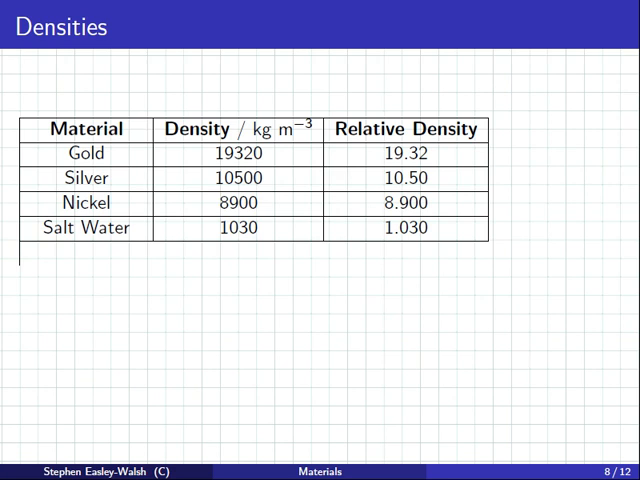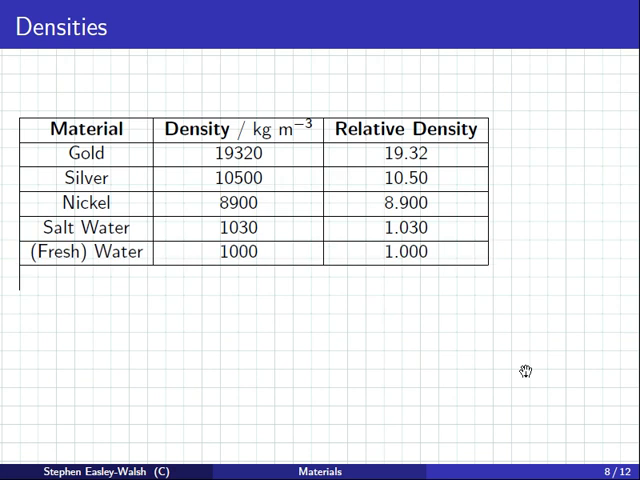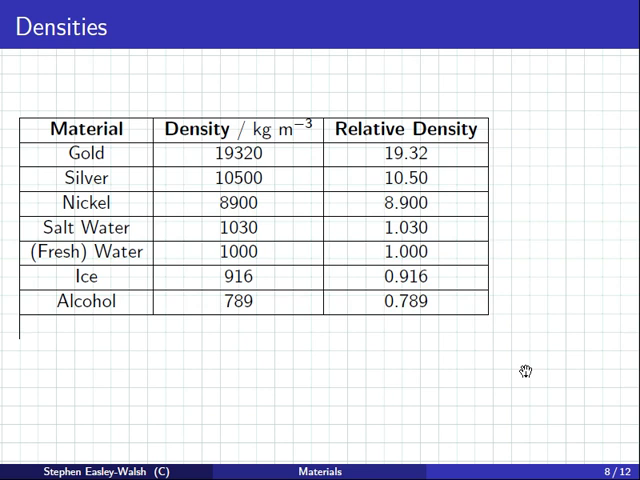An extra 30, isn't it? Yeah. Fresh water. What about ice? More or less than 1,000? Very good. A good bit less, isn't it? But why is it less? We'll get to that in a second. Alcohol? More or less than water? More because it's also not pure. Less.